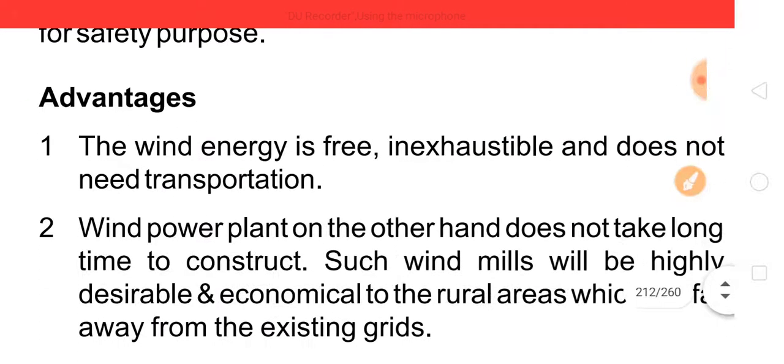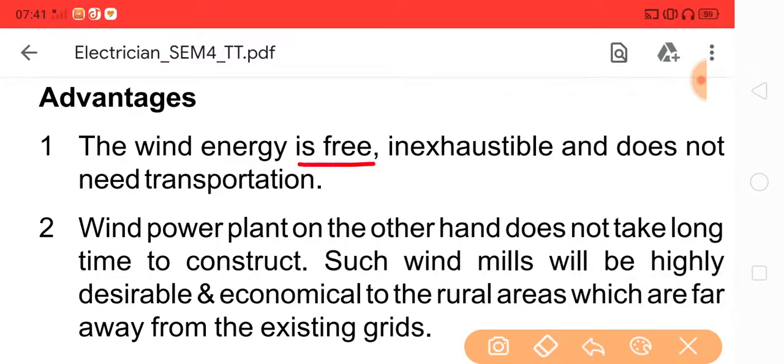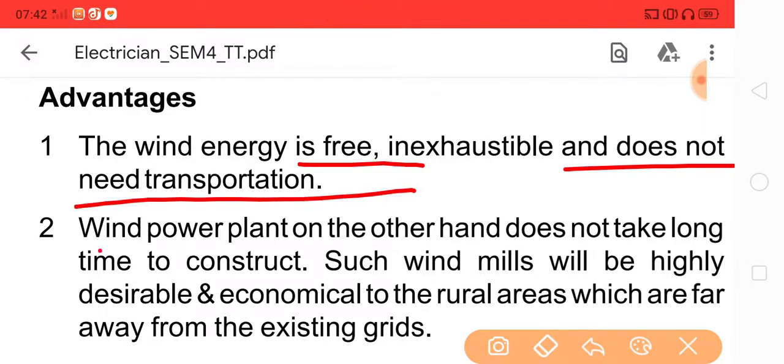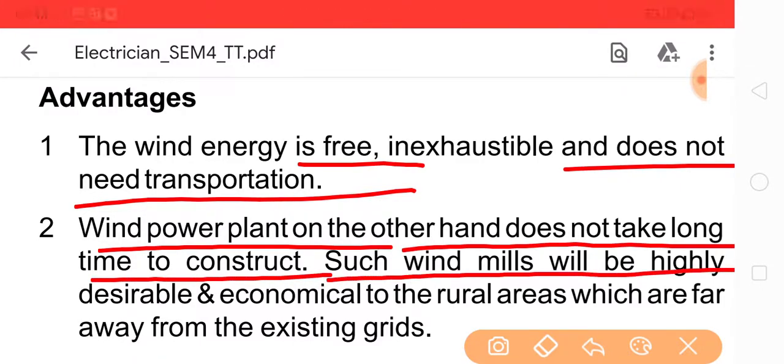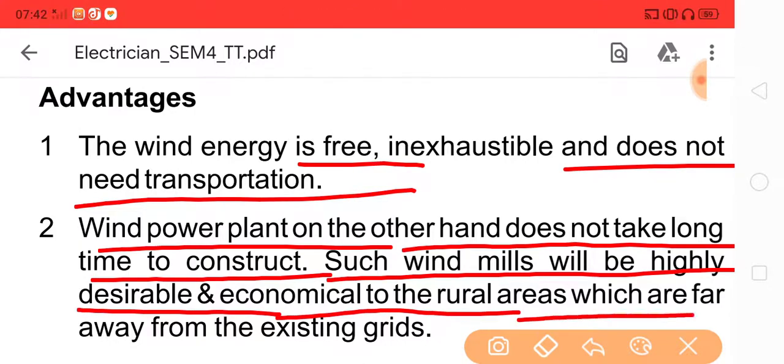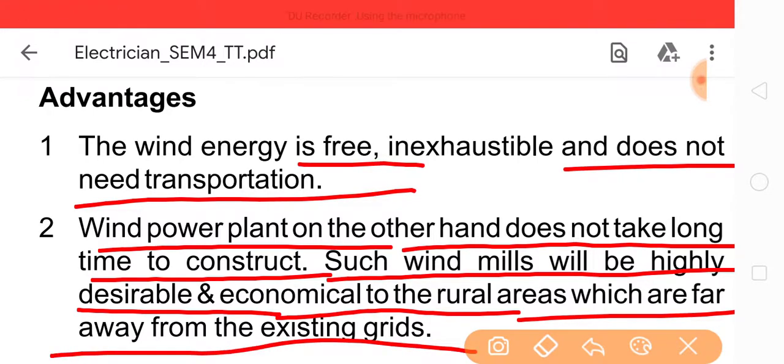Advantages: the wind energy is free, inexhaustible, and does not need transportation. A wind power plant, on the other hand, does not take a long time to construct. Such windmills will be highly desirable and economical for rural areas which are far away from existing grids.